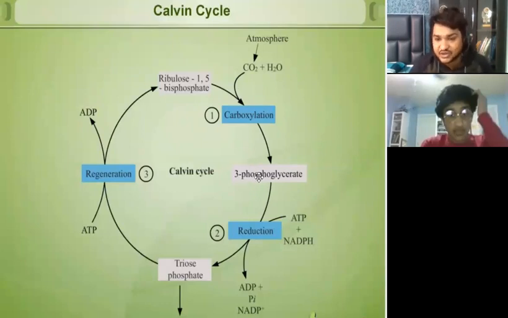So two molecules of 3 PGA will get formed. This is the carboxylation. And now from the 3 PGA, you are doing the reduction of that. And now it is forming triose phosphate. Just remember the cycle now. So from the reduction, it is forming triose phosphate.